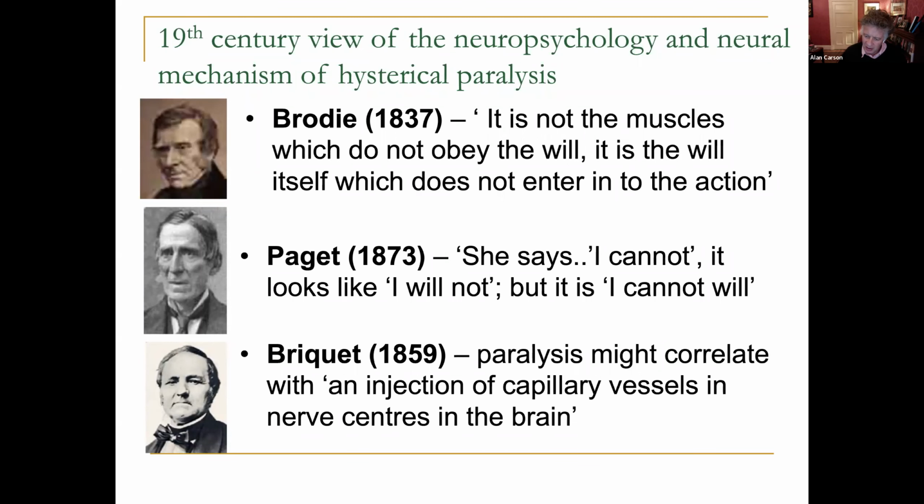Within this is this idea that this is not so much a disorder of the motor tracts, but a disorder of the initiation of movement, where a corruption of voluntary movement occurs, such that people cannot act as they wish. Some, like Briquet, went on to suggest that there might be a sort of microclot explanation for this, in terms of paralysis might be to do with injection of capillary vessels in the nerve centers of the brain.